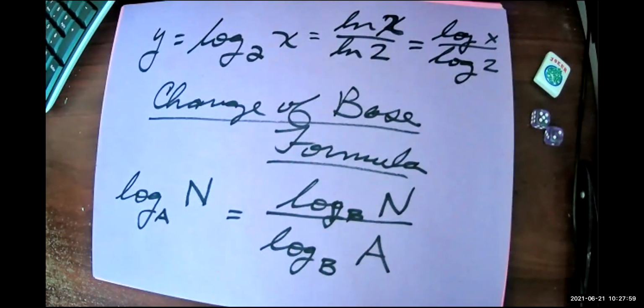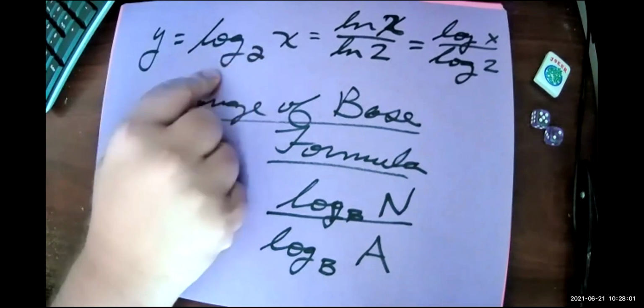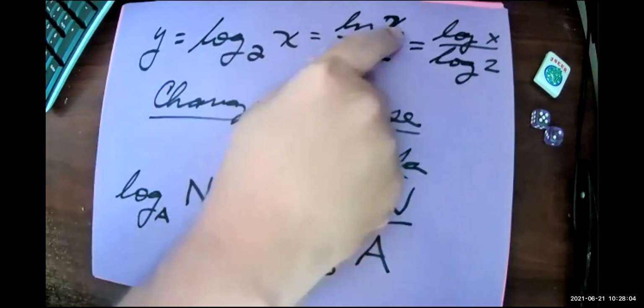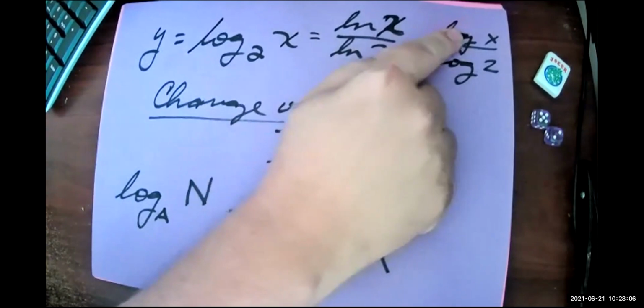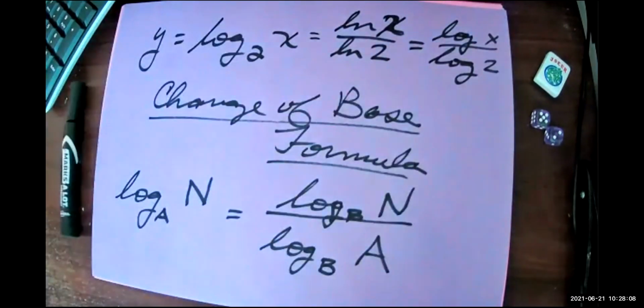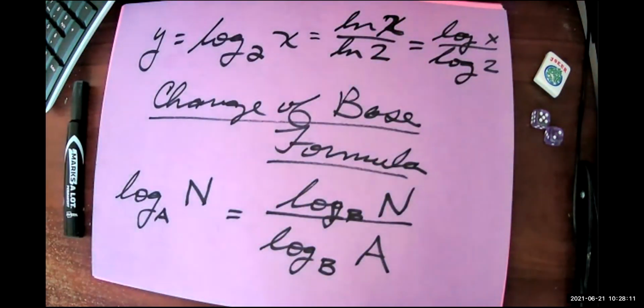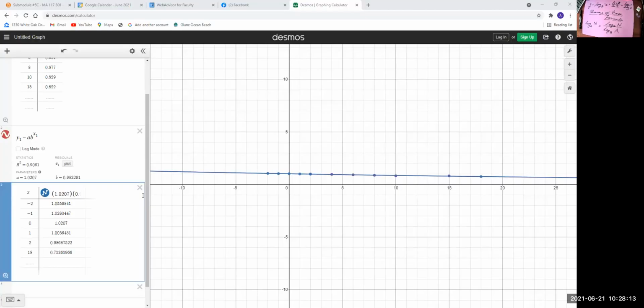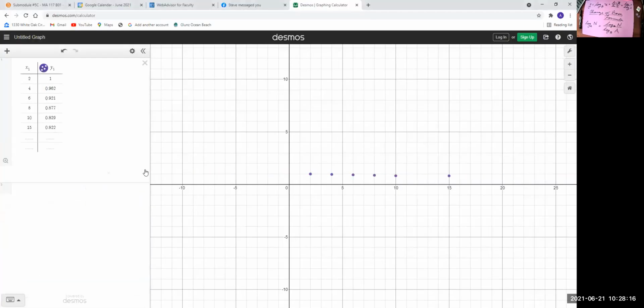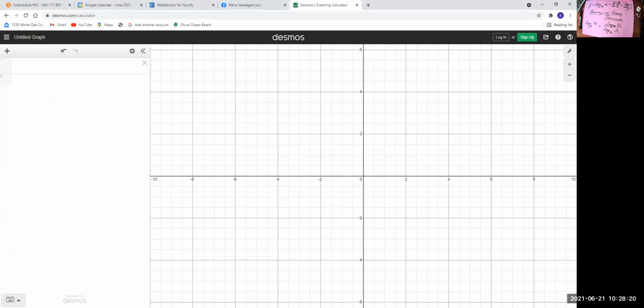So instead of trying to type in log base 2 of x into Desmos, I'm going to type in a natural log of x over a natural log of 2, or a log of x over a log of 2 to be able to see those values. Okay, so I have y equals, on the top it will be log x. On the bottom, it'll be log 2.